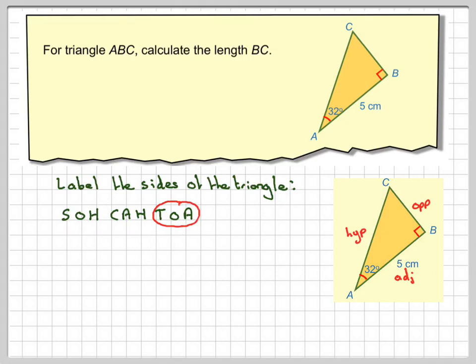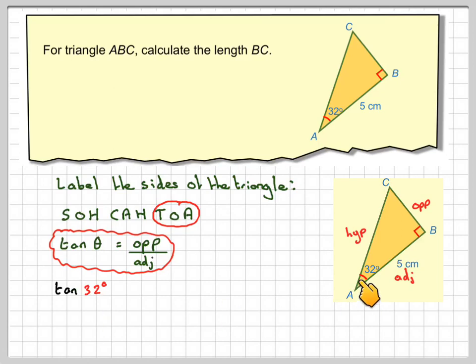The next thing to do is to write down the ratio. So tan theta is opposite over adjacent. So tan of 32 will be opposite over adjacent. Putting in the numbers, we're going to have that tan of 32 is going to be equal to the opposite side, which is BC, over the adjacent side, which is 5.